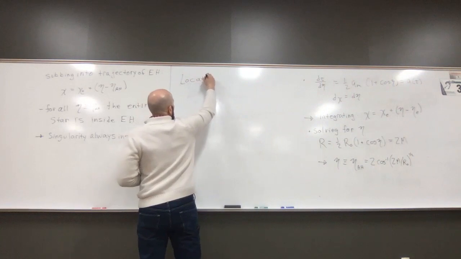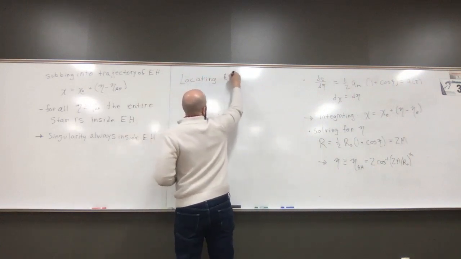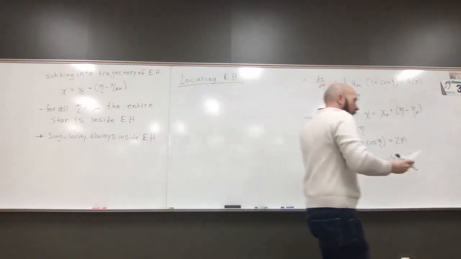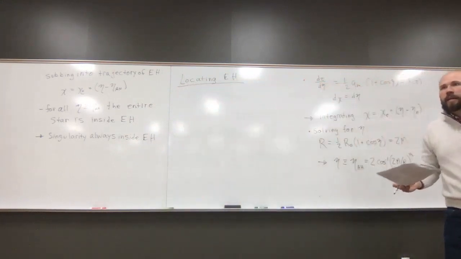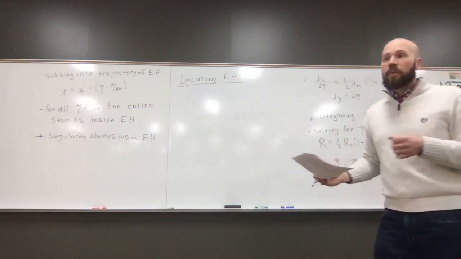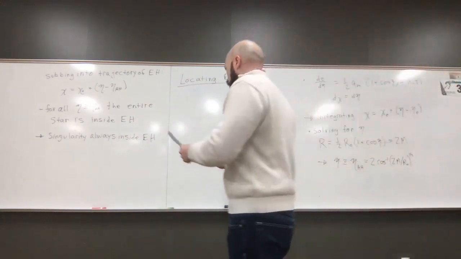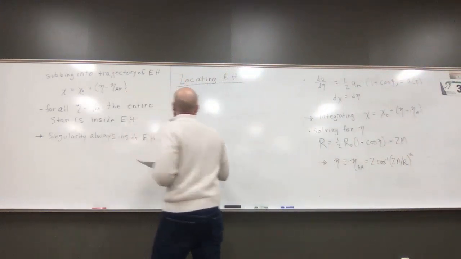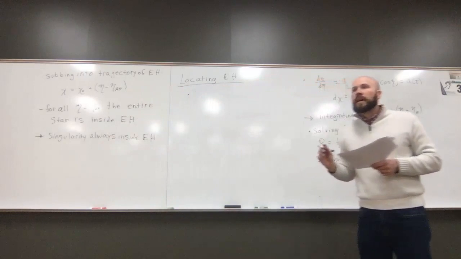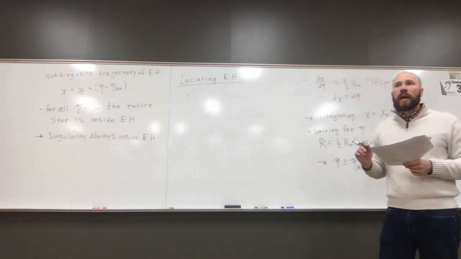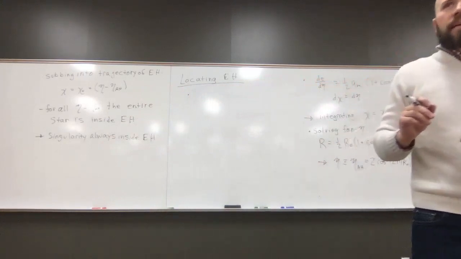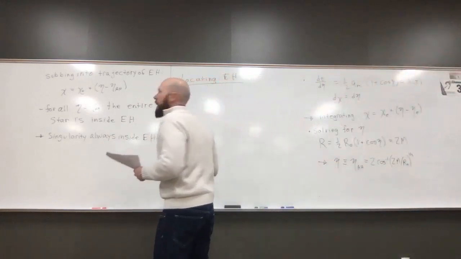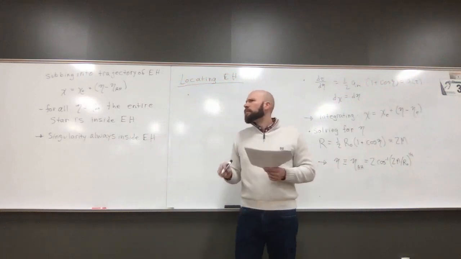So let's talk about locating the EH in a numerical simulation in a little bit more detail. In the Oppenheimer-Schneider collapse case, it was fairly straightforward, right? It's an analytic solution. And in general, we're going to need to wait until the space-time settles down to a quasi-steady state in order to avoid rapid changes in the space-time.